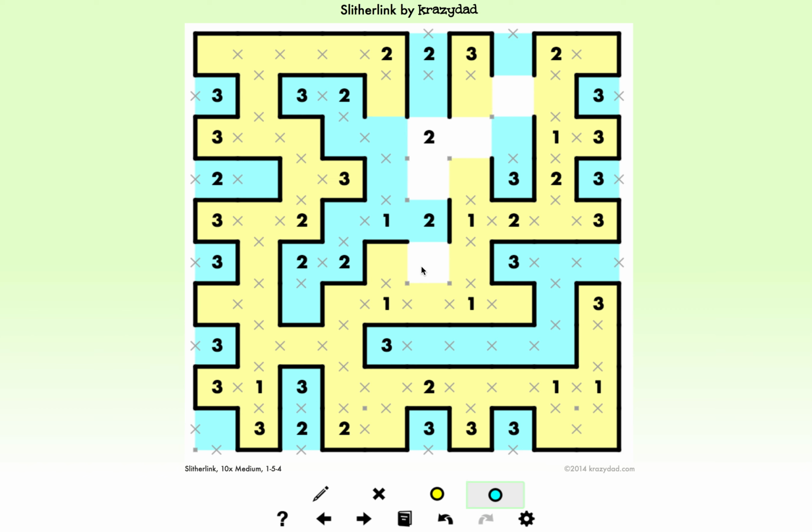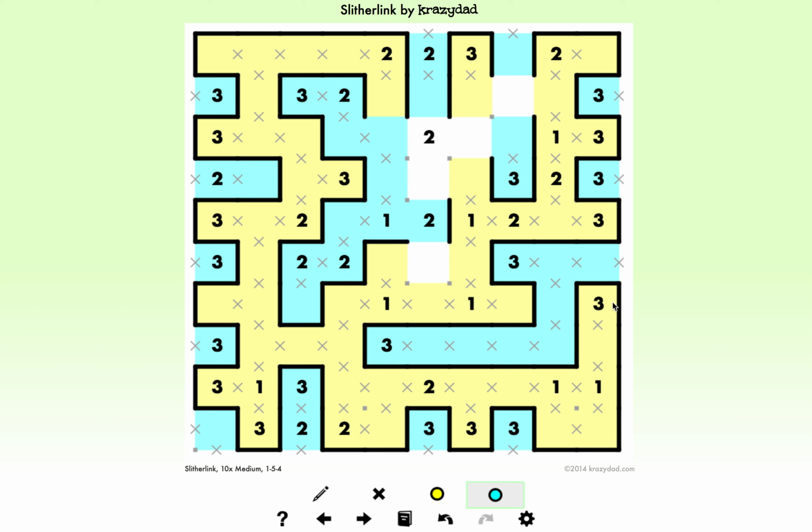Hello, I'm going to do another Slitherlink demonstration for you. This one is going to show you the power of shading and how it can help bring about a solution. I'm in a 10 by 10 medium level puzzle that is again from Crazy Dad Slitherlink. So please pay him a visit and show him some appreciation.